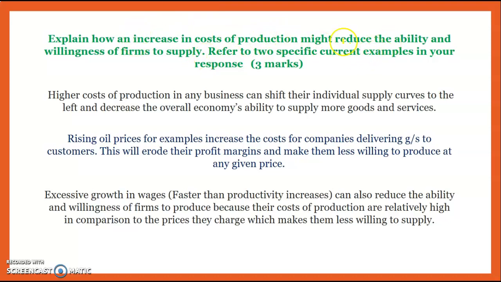How can an increase in cost of production reduce the ability and willingness of firms to produce? Provide two current examples. So for ability, basically you're talking about they're not going to be able to produce as quickly. We'll talk about that in a sec. But willingness is about their higher costs of production. So that'll go down because they're making less profits.